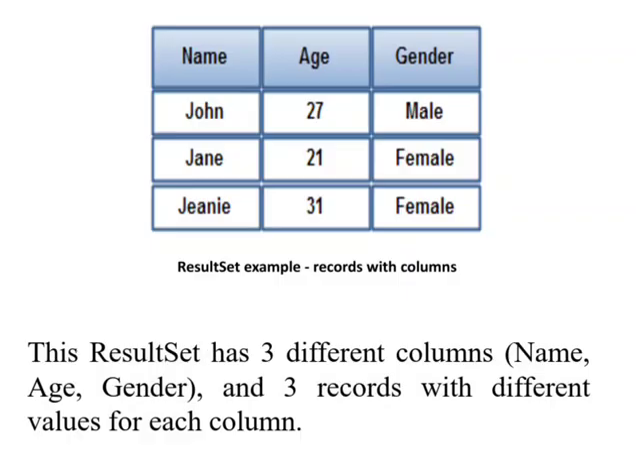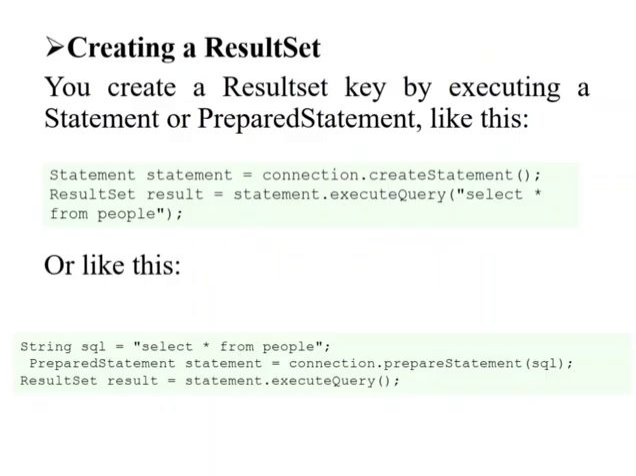The table shows an example ResultSet with records and columns. The first column is name, the second column is age and the third column is gender. This ResultSet has 3 different columns, name, age, gender, and 3 records with different values for each column.